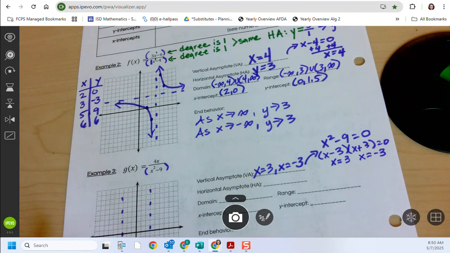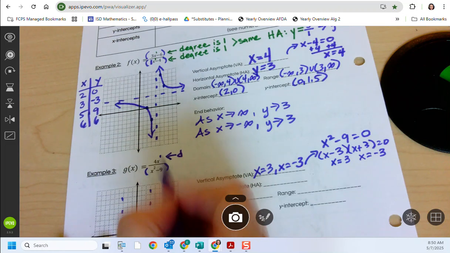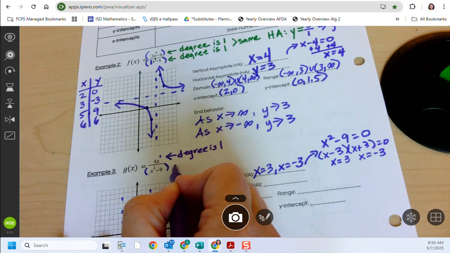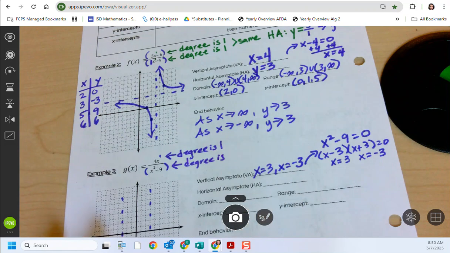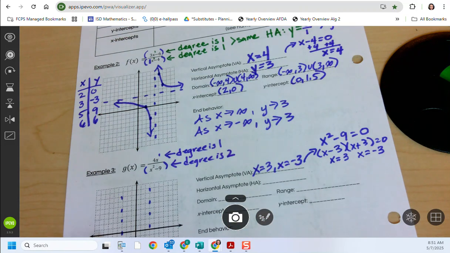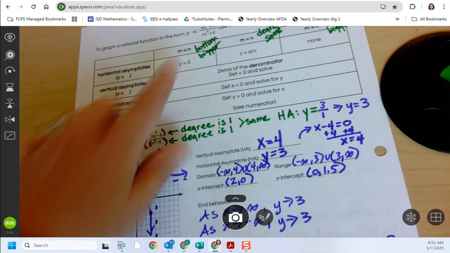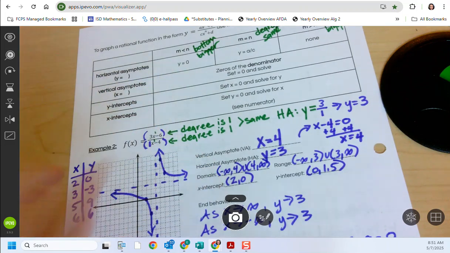Okay, your horizontal asymptote depends on the degree of the numerator and denominator. The degree of the numerator is 1 because that's your biggest exponent. What's the degree of the denominator? It is 2, yeah. The degree of the denominator is 2 because that's your biggest exponent. So then if we go to the chart at the top, it says when the bottom is bigger, your horizontal asymptote is y equals 0.